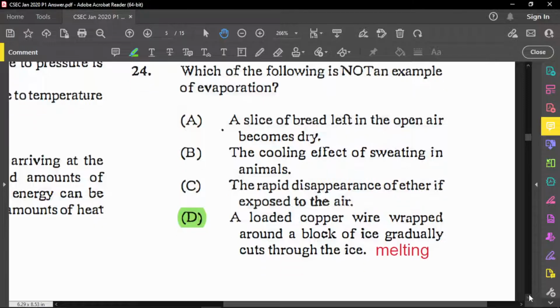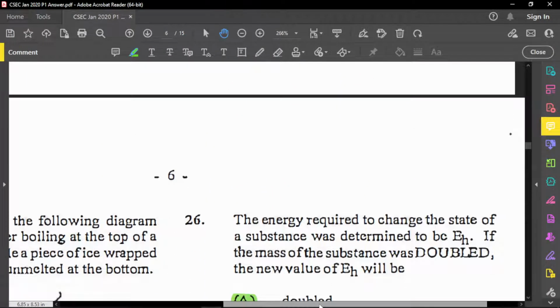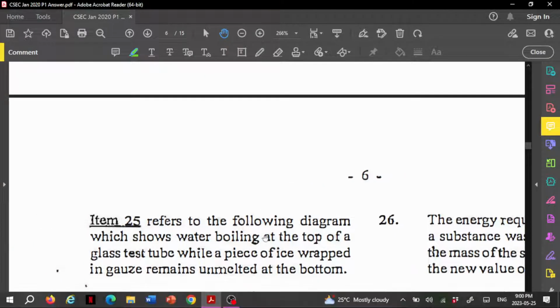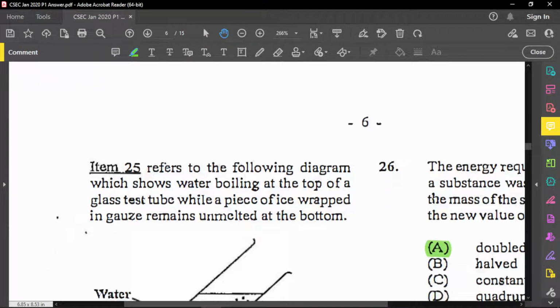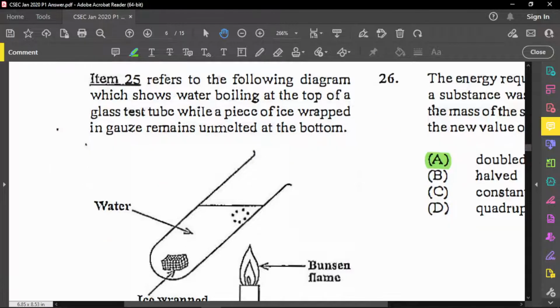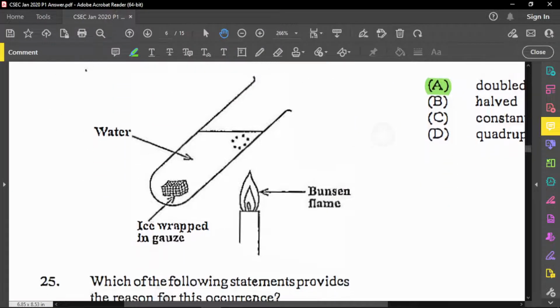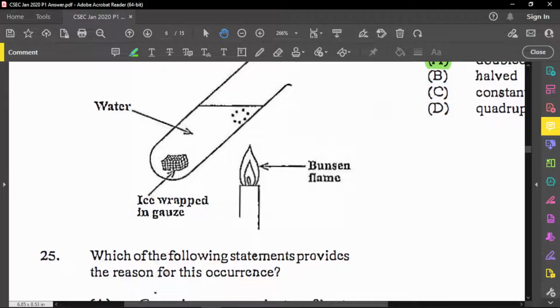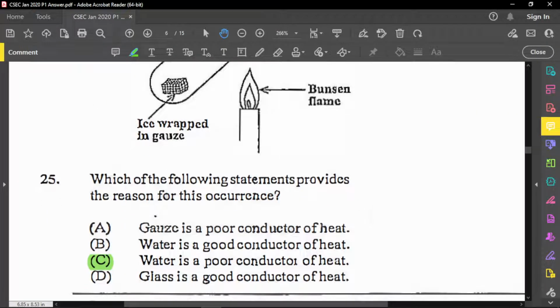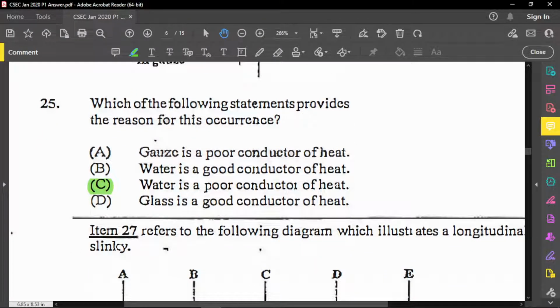All right, so question number 25. Let's go down to that page. The question reads that item 25 refers to the following diagram, which shows water boiling at the top of a glass test tube, while a piece of ice wrapped in gauze remains unmelted at the bottom. And this here is a repeat question. Which of the following statements provides the reason for this occurrence? And the correct answer is that water is a poor conductor of heat, and that's why it works like that.